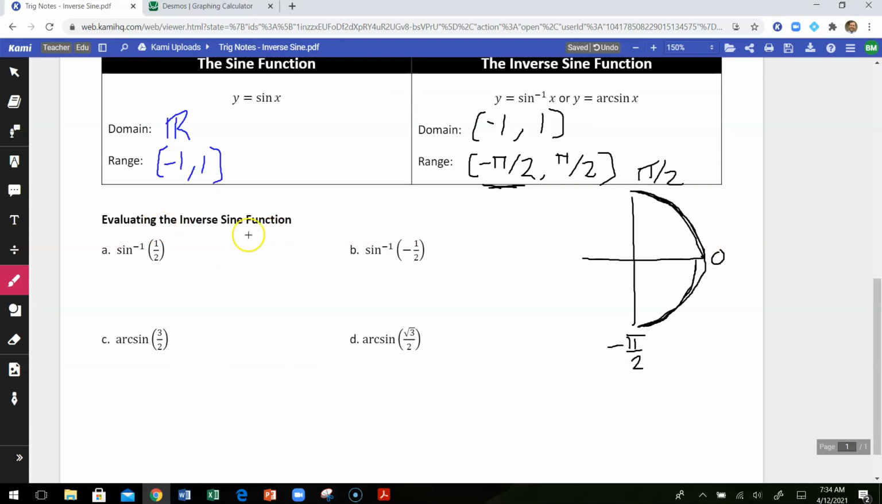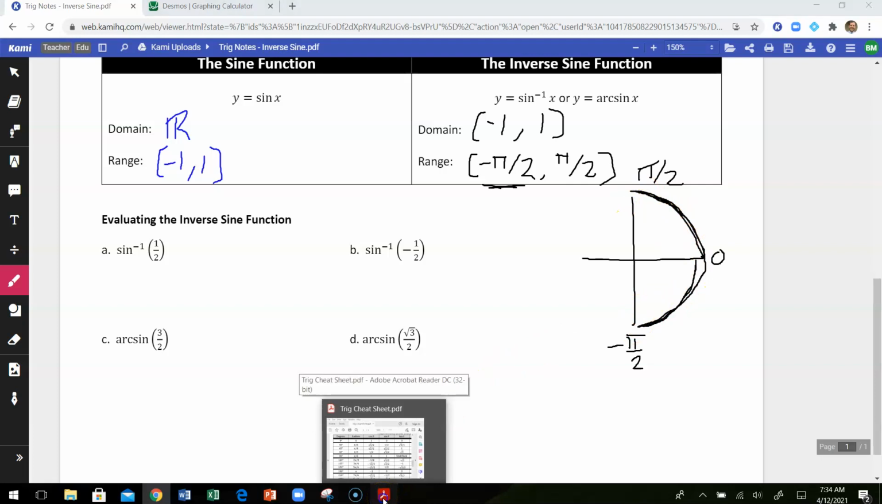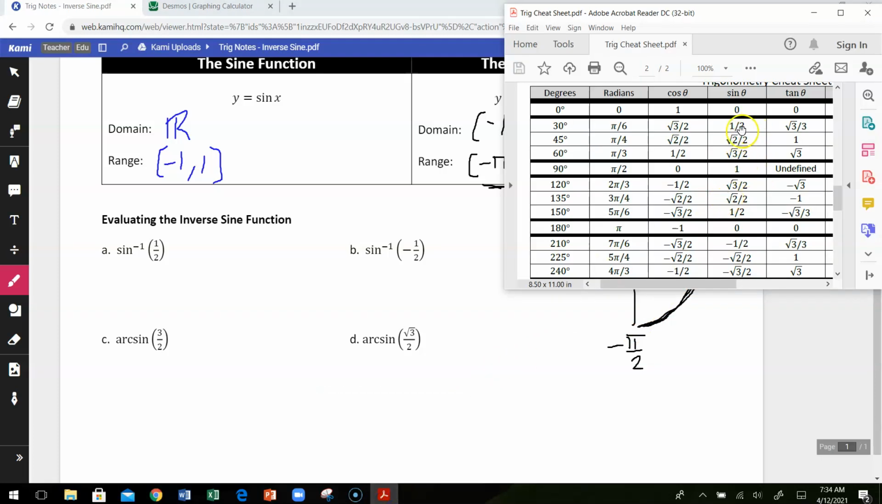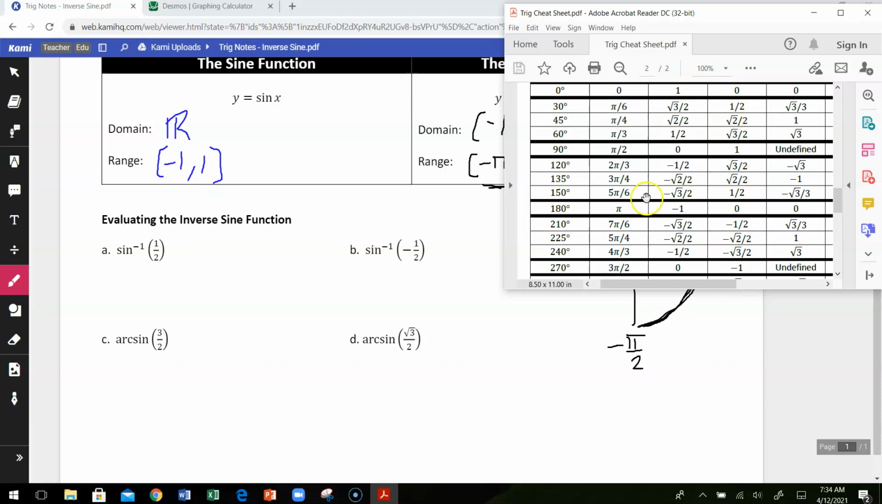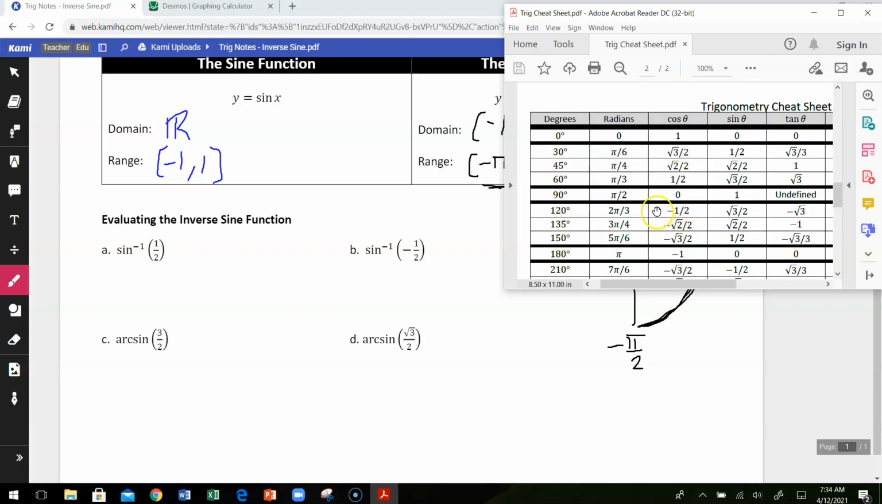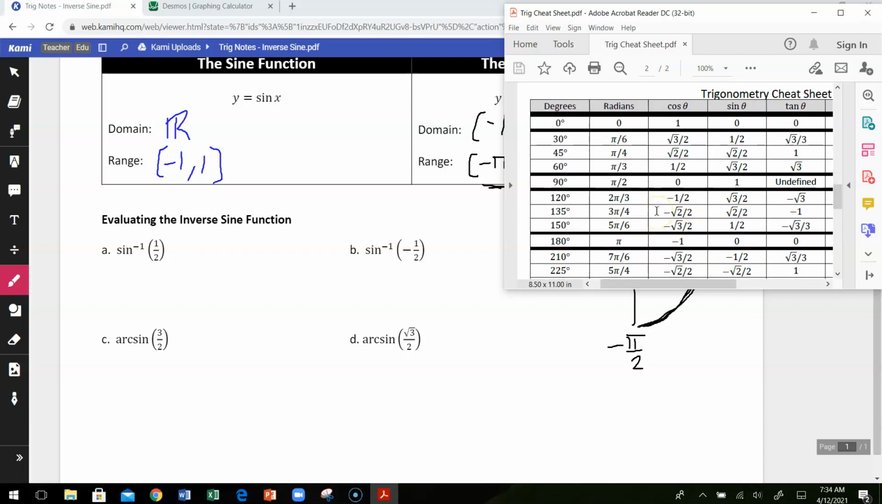So if we're evaluating inverse sine, we're saying, all right, the inverse sine of 1/2. So what angle has a sine of 1/2? And that angle has to be somewhere over here, right? So there are two places that have a sine value of 1/2, and I'll pull that up right here. So where is sine 1/2? It's 1/2 at π/6, but it's also 1/2 at 5π/6, right? So I have to know which one to choose. So which one of those angles is between -π/2 and π/2? And the answer is the π/6.